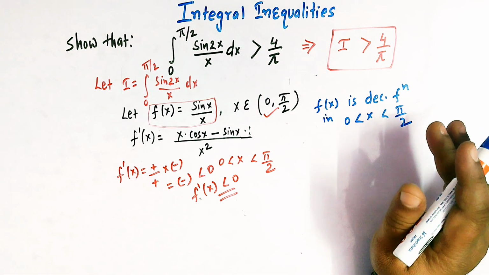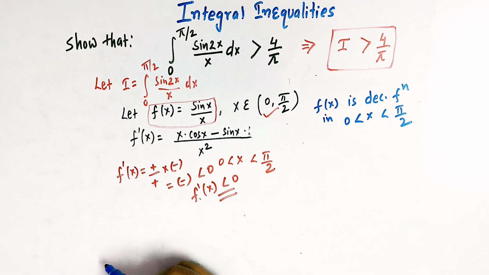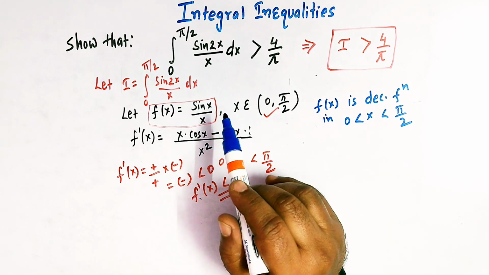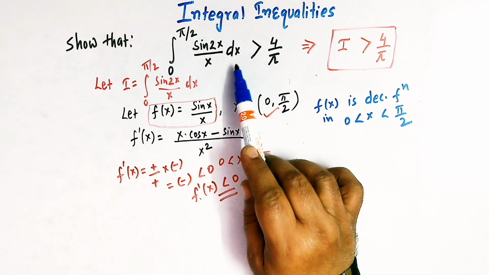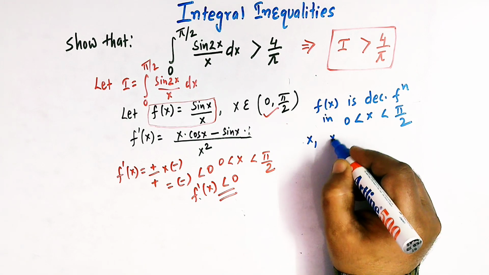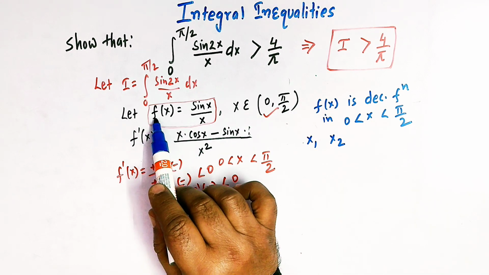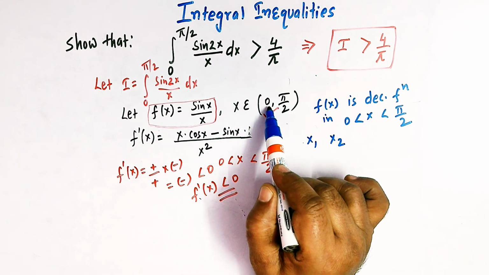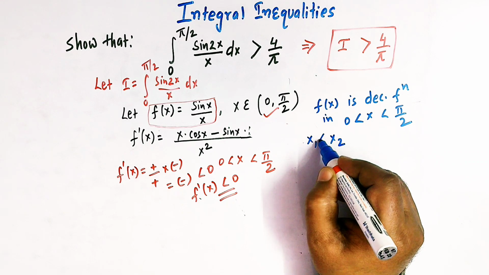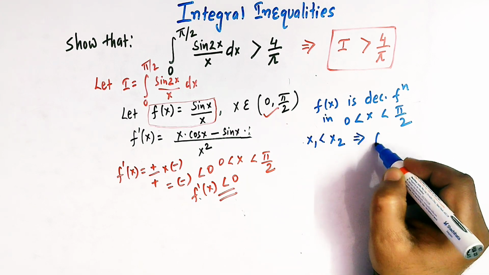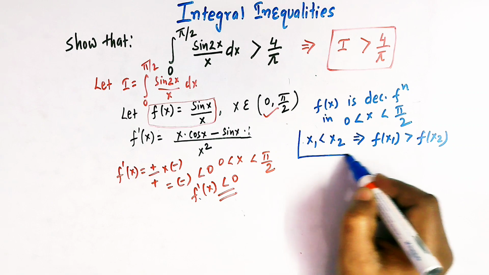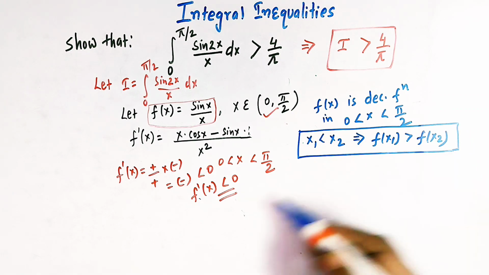And let us now consider another definition of decreasing and increasing function, which can give us an important clue about how to prove this inequality. So if we consider two points x1 and x2 in the domain of f of x, right? And here x belongs to this interval. So if we consider x1 and x2, and if x1 is less than x2, then f of x1 should be greater than f of x2, right? This is the definition of decreasing function, right?